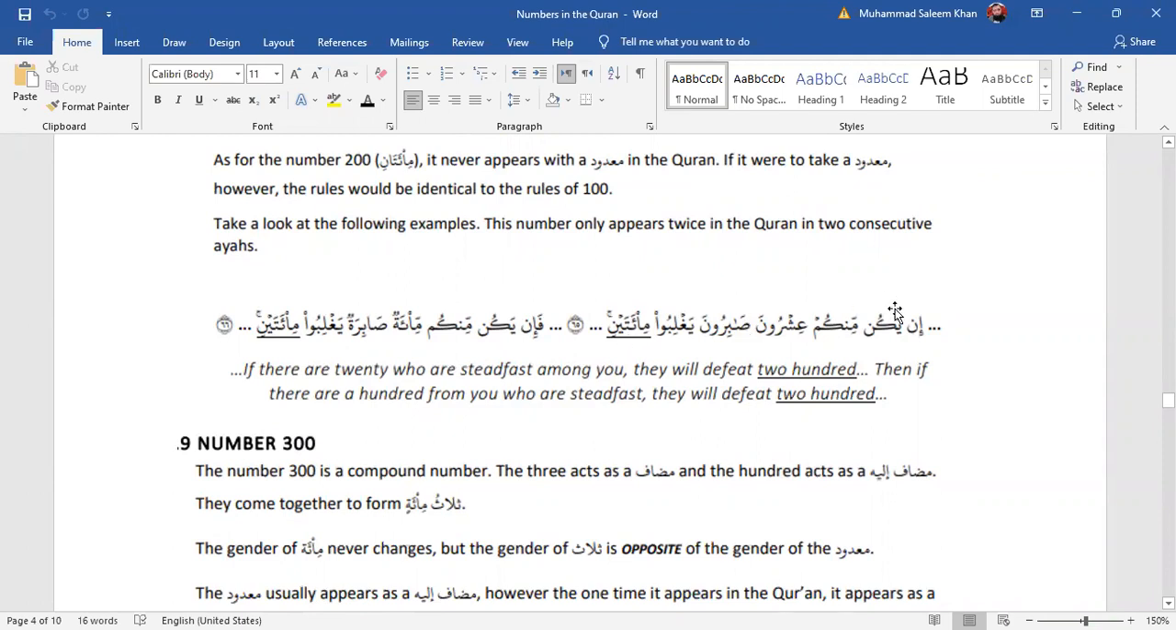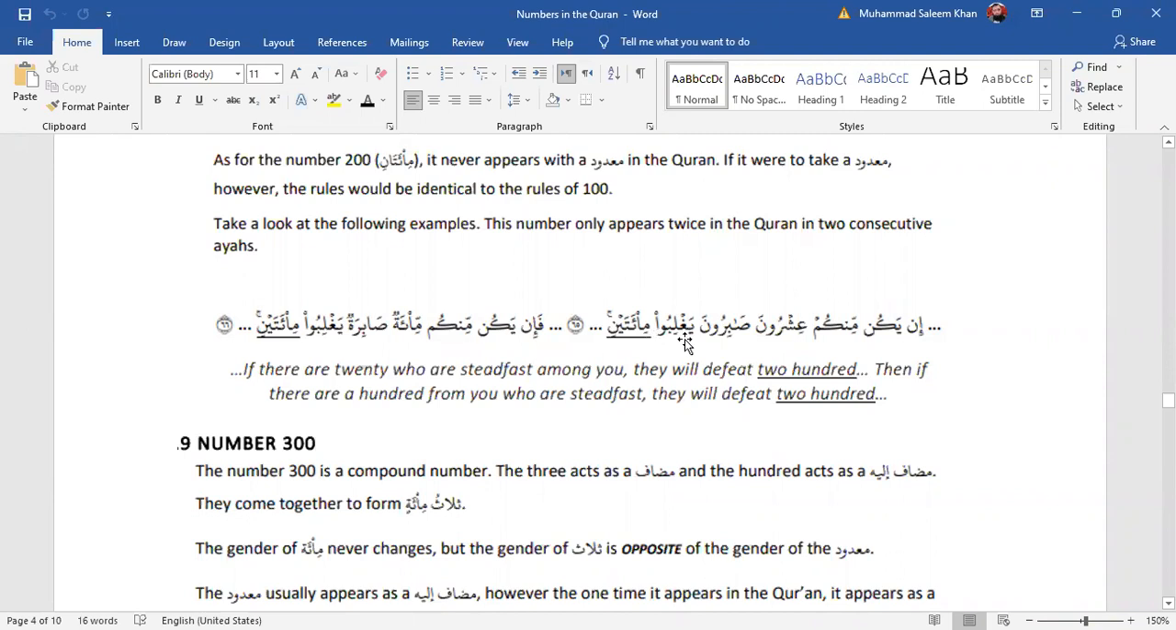Is someone 200, sir? Yes, miyatain, that's right. Tani, aini, taini. But remember that the noon will only be dropped when after that we have a madud or mudaf ilayh. If we don't have a madud or mudaf ilayh, then it will not be dropped. In yakun minkum ishruna sabiruna yaghlibu miyatain. Here in yaghlibu, the noon has been dropped for a reason.